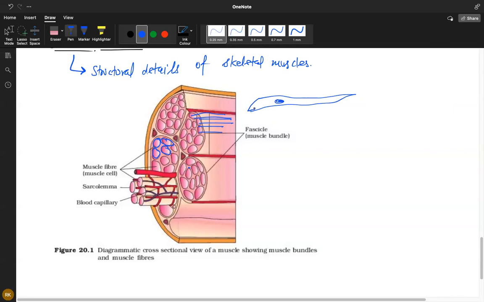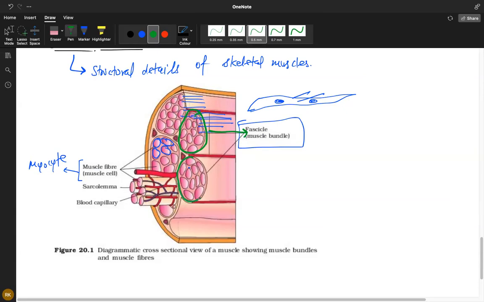They are striated, and they will have nuclei and also branching. So these fibers run long inside, and together they form a bundle. Each muscle fiber is a muscle cell, also known as a myocyte. Myo means muscle, cyte means cell. Many such myocytes together form a fascicle, which is a muscle bundle. Let me use green color. This one bundle you see here is one fascicle, and this other bundle is another fascicle.